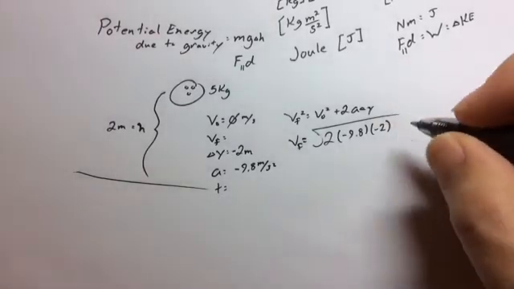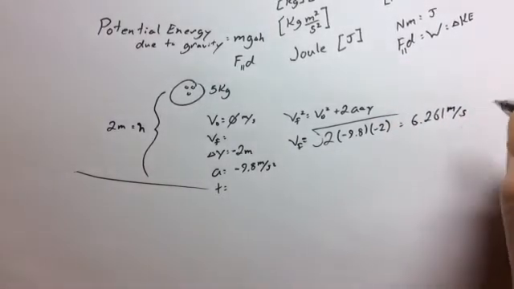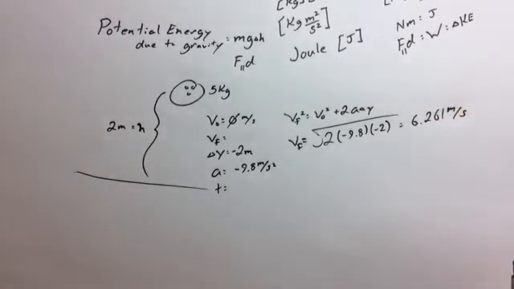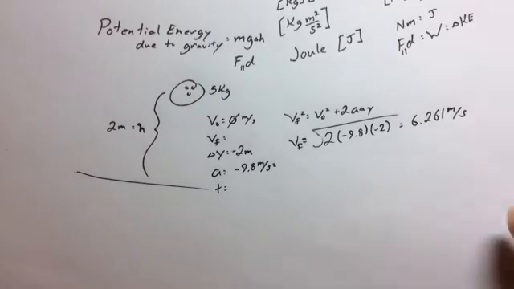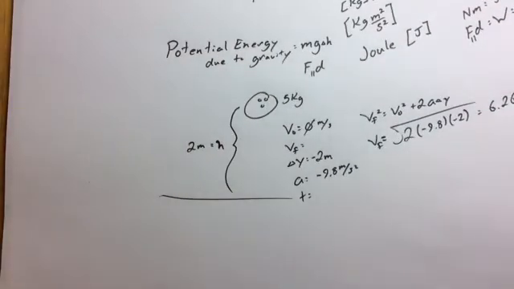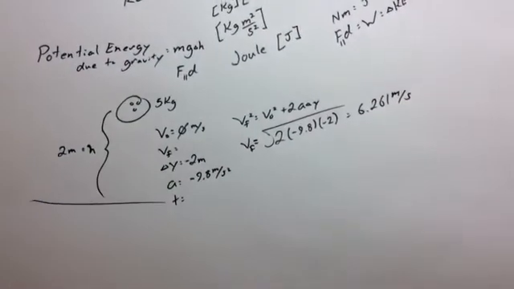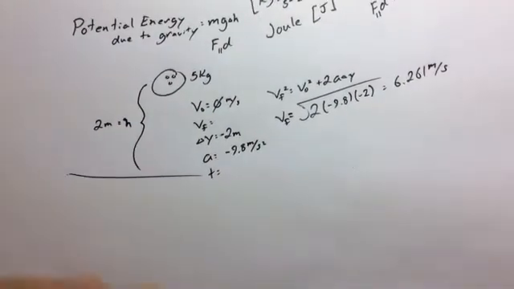6.261. So 6.261 meters per second. And we could say, well, maybe it's negative because it's going down, but let's just keep it as 6.261. We're just going to hold that there. Okay? So there we are. We've got Carl. We've got his velocity at the bottom. We can probably find time from that too, right?